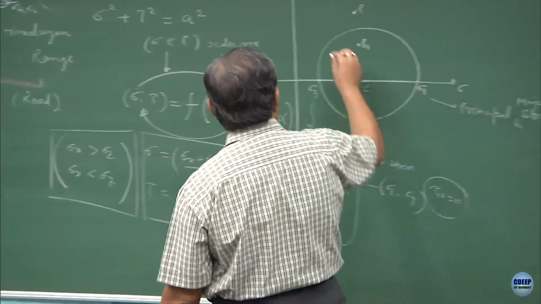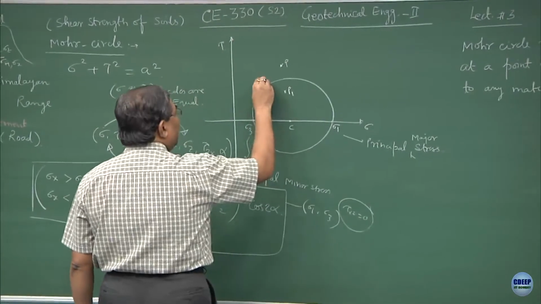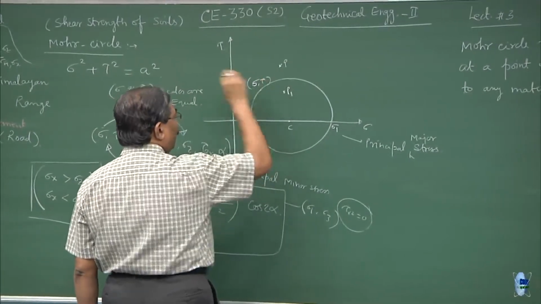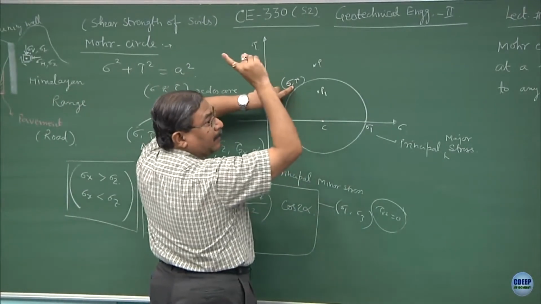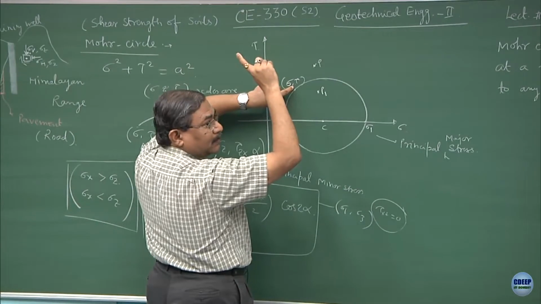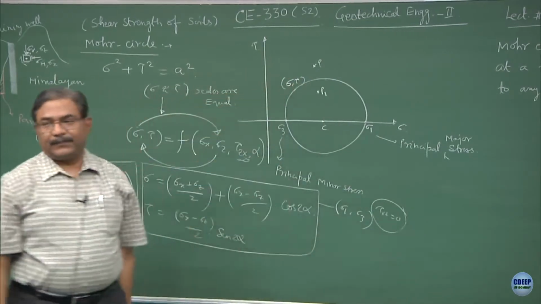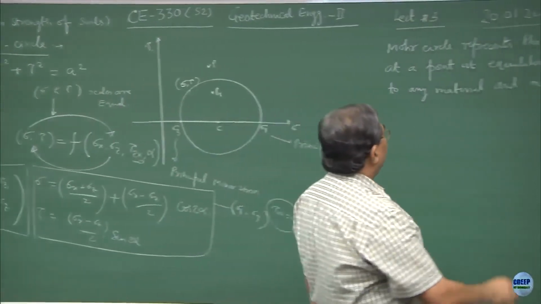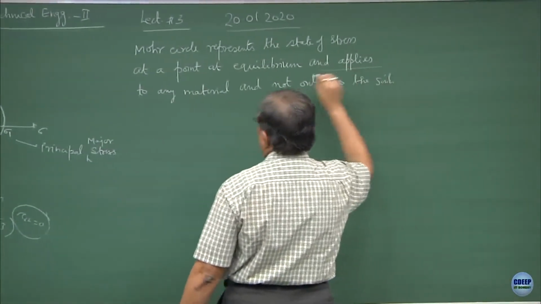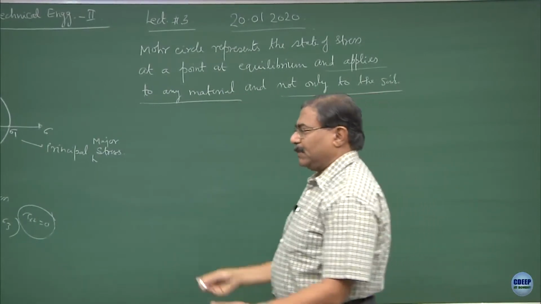But suppose I consider a point over here and define this as sigma, tau. Now, this is a state of stress which is acting at some plane, and we will discuss this. The moment this becomes critical, the failure takes place. Is this part clear? Now, what I have written here is that it might be applicable to any material and not only to soil. This could be rocks, this could be steel plates, it could be anything.